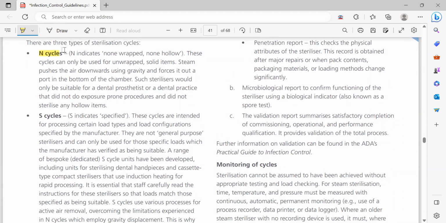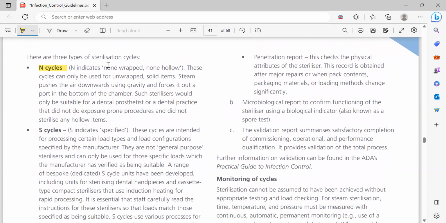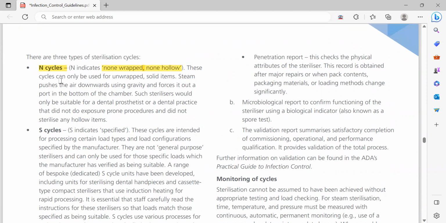Then there are certain types of cycles in sterilization. First is the N cycle. N cycle means that the items are not wrapped and non-hollow. So this cycle can only be used for unwrapped solid items. Steam pushes the air downwards using gravity. For example, unwrapped solid items, like semi-critical items, can be done in the N cycle.